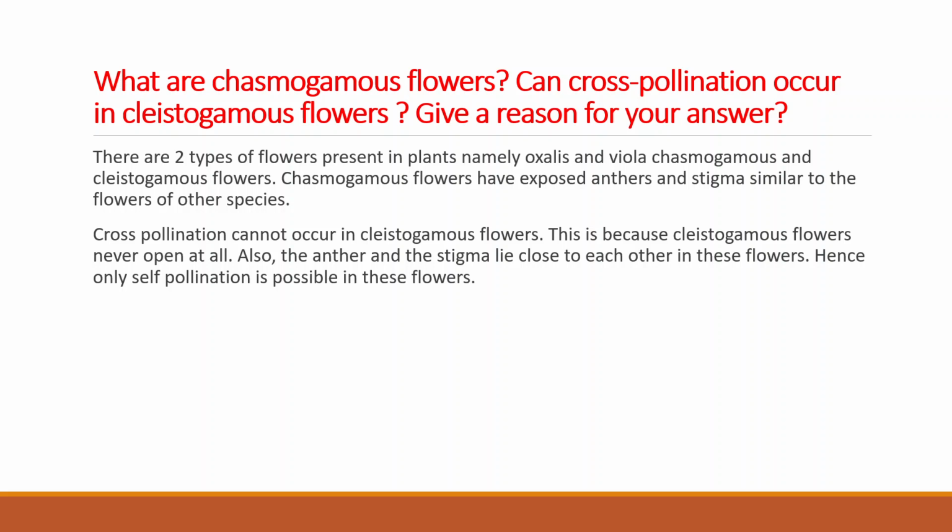Viola has chasmogamous and cleistogamous flowers. Chasmogamous flowers have exposed anthers and stigma, similar to the flowers of other species. Cross-pollination cannot occur in cleistogamous flowers because they never open. These are closed flowers. The anther and stigma lie close to each other in these flowers. Hence only self-pollination is possible in these flowers. If it is open, then cross-pollination will be possible. So when you observe the flowers, you can see which is a closed flower and which is open.